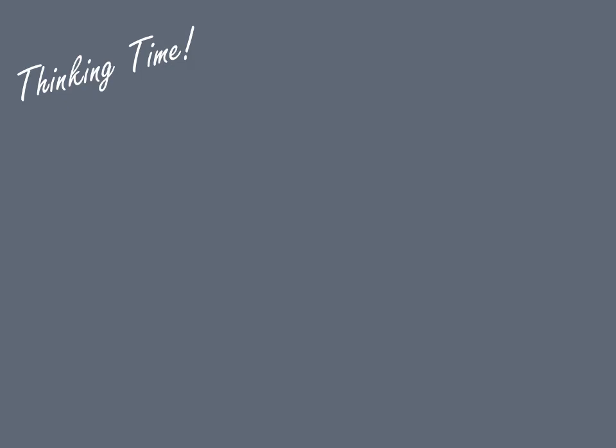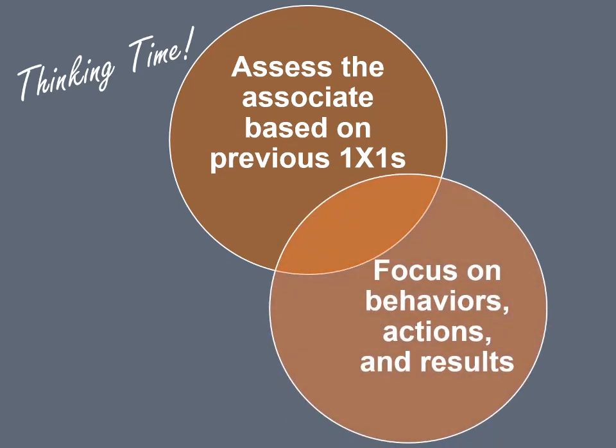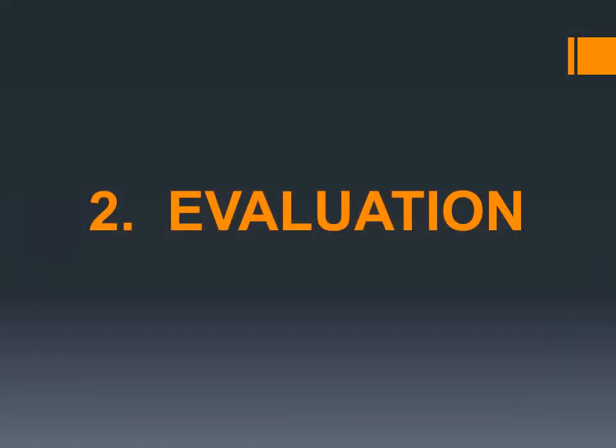Think of the following and take notes before writing a review. Assess the associate based on previous one-on-ones. Focus on behaviors, actions, and results. And to ensure fairness, review the 5 common biases. Now you are ready to begin the performance review writing process.